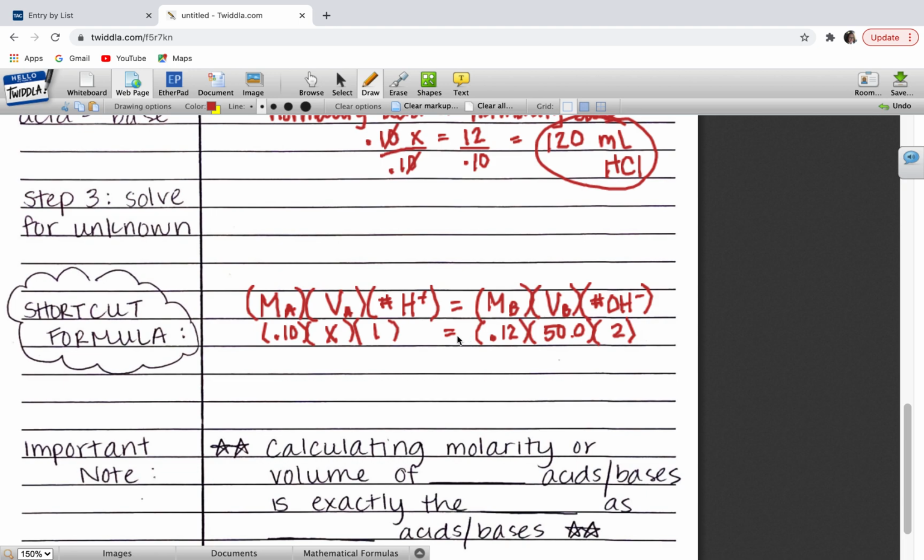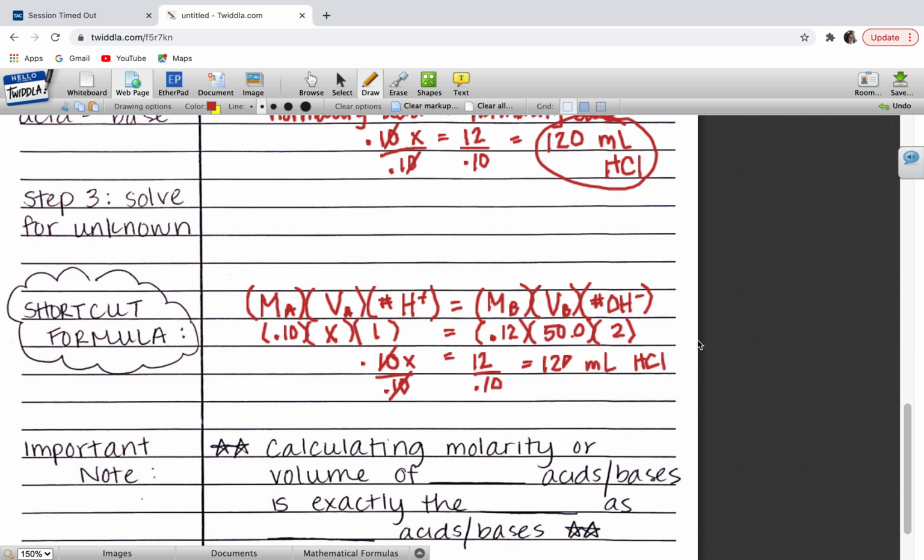Then it's just algebra again, right? I'm multiplying, so this becomes 0.10x. I'm multiplying on this side, so that becomes 12. And after I've multiplied each side, then I divide to solve for x. So remember order of operations, make sure you multiply before you divide. And again, we were trying to find the volume of hydrochloric acid required to neutralize the base. And since the volume of base was in milliliters, the volume of acid is also in milliliters. Do you have any questions about how I set that one up?